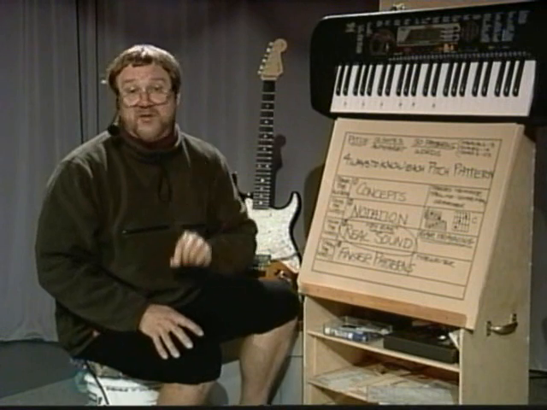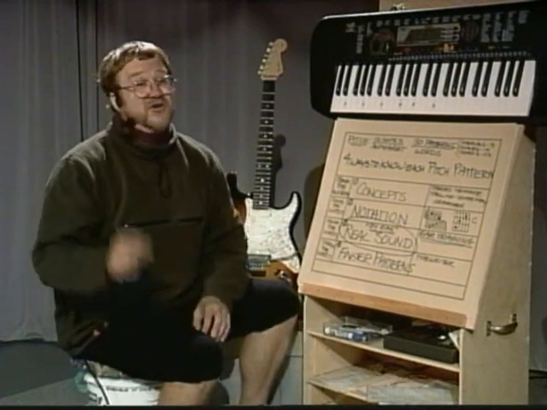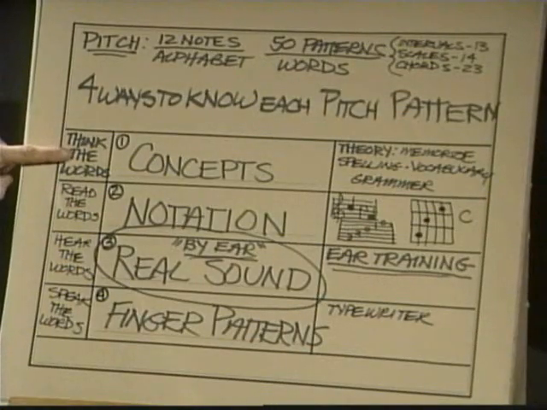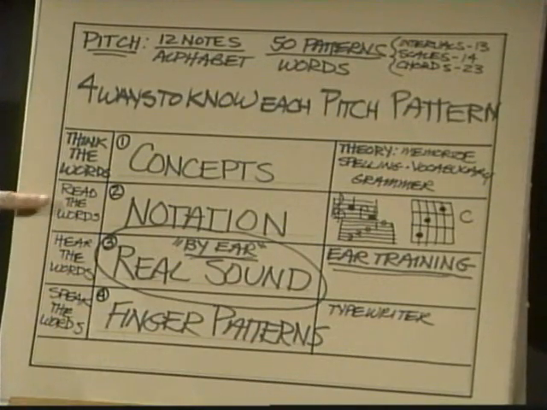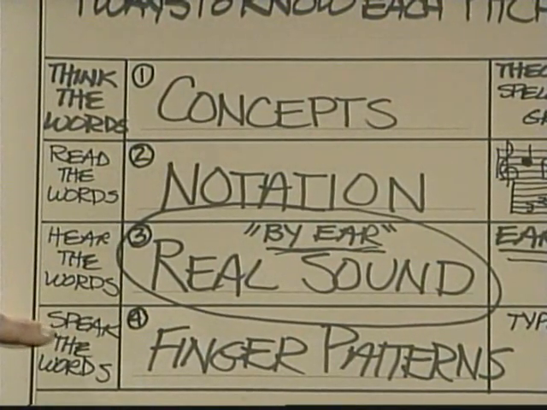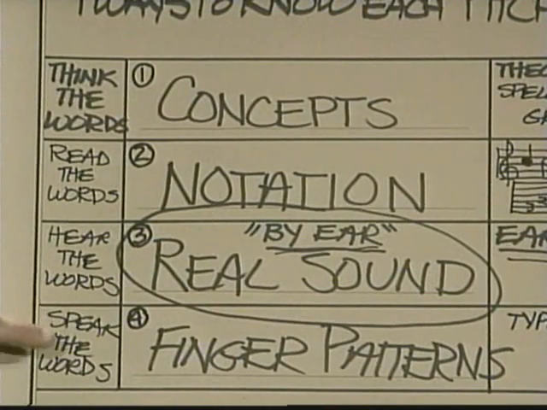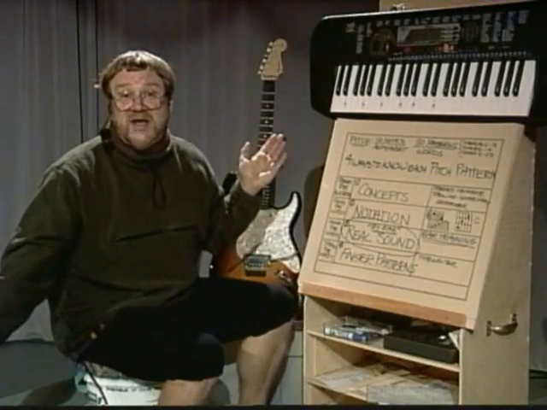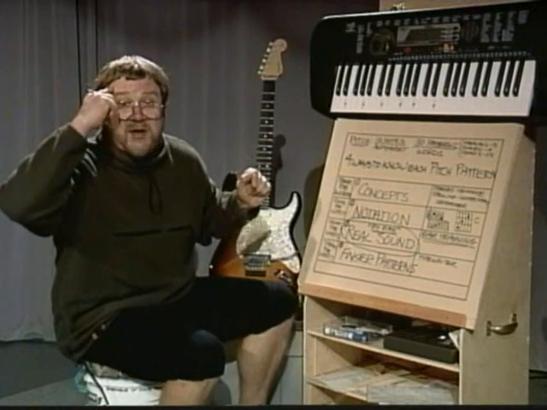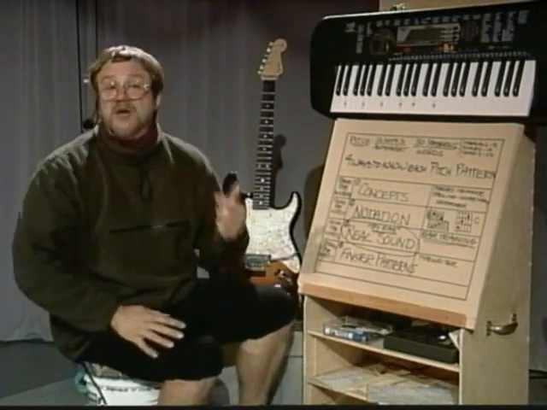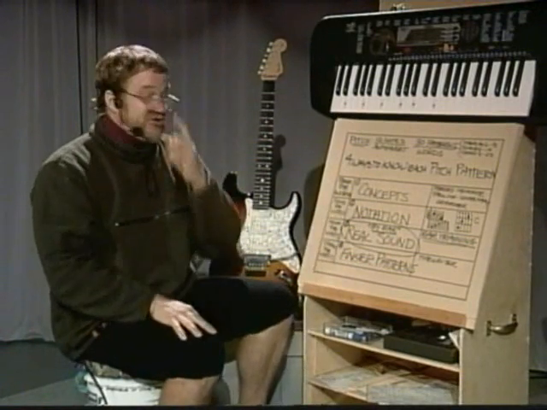The easiest way to remember this, and you have to memorize this, if there's one thing in this whole program you've got to memorize, it's this. 4 ways to know your pitch patterns. You've got to think them, you've got to read them, you've got to recognize them when you hear them, and finally, you've got to be able to make that noise yourself. You've finally got to be able to speak in the language. 4 ways to know each word. Every word in the English language, you know those 4 ways, right? You can think them, you can read them when you see them on paper, you recognize them when you hear them, and finally, you can speak them yourself.